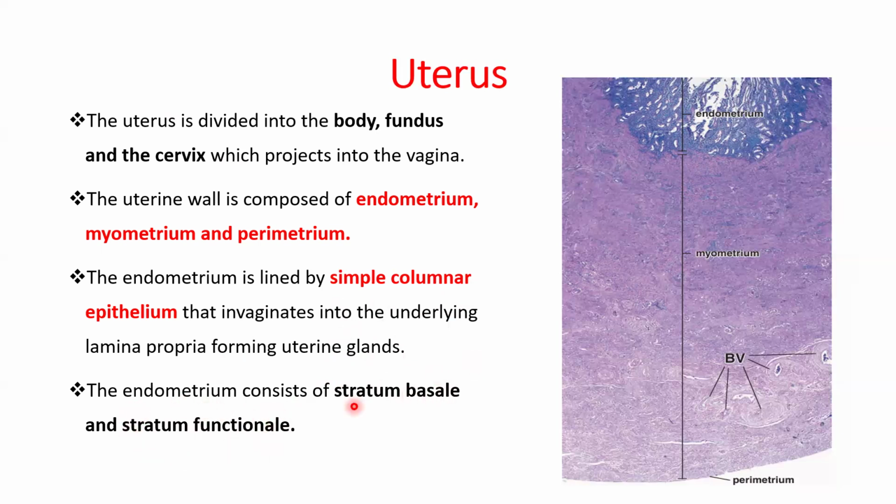Then the stratum basale remains. At this point, I would also like to remind us of the various defects in terms of penetration of the placenta, in terms of its implantation. So remember, you can have placenta accreta, increta, and percreta. So what are the various levels of penetration according to the histological layers of the uterus?